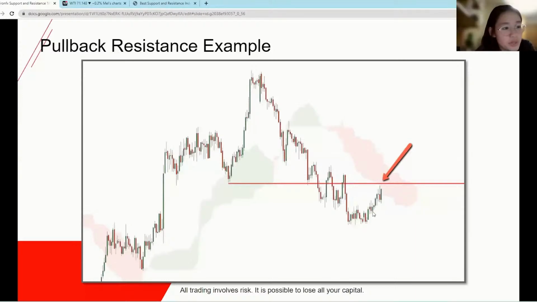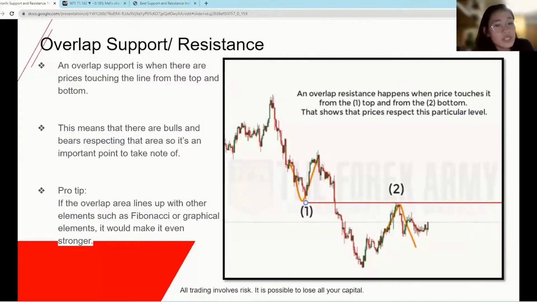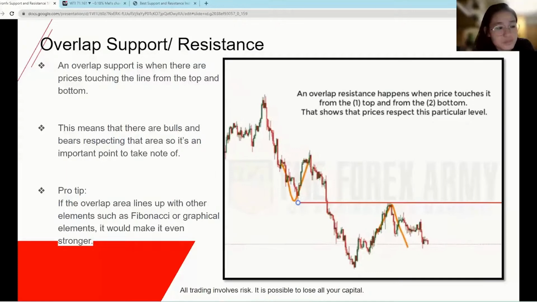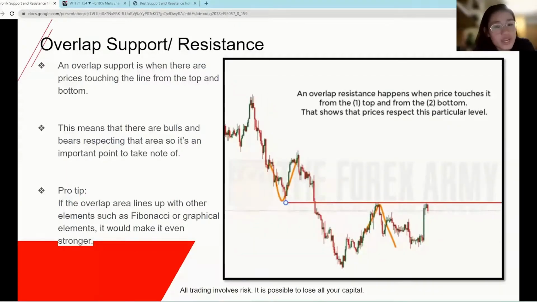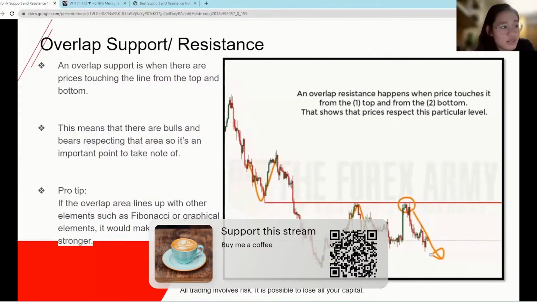Okay, so you can see price is approaching this same level, but once it reaches and reverses off and forms a swing high, it's now an overlap resistance level. Okay, so let's get into what exactly is an overlap. So an overlap resistance occurs when price reacts off a particular level from the top and from the bottom. So the more times that price reacts off of this area, the stronger the overlap area. This means that there are bulls and bears respecting that area, so it's an important area to take note of.